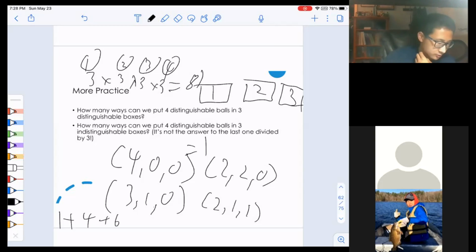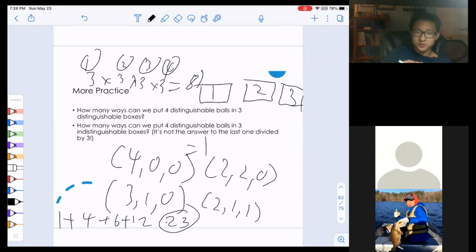And now we're going to do 2, 1, 1. This one is pretty difficult, but let's just choose 2 of them for the first one. There are 6 ways to choose the first 2, and now we have to balance the other ones around. So that means that there are 2 other ways to put the 1 in 1. So that means that there would be 6 times 2, which is 12. So then we add these all together and we get 23. So there are 23 ways to put 4 distinguishable balls in 3 indistinguishable boxes.